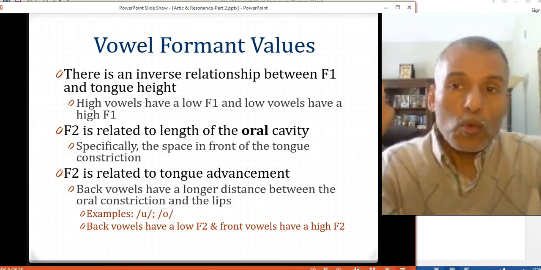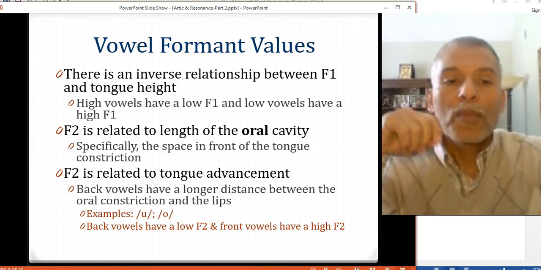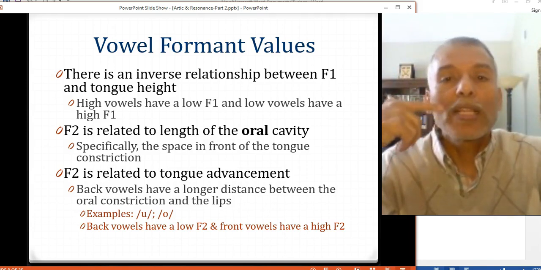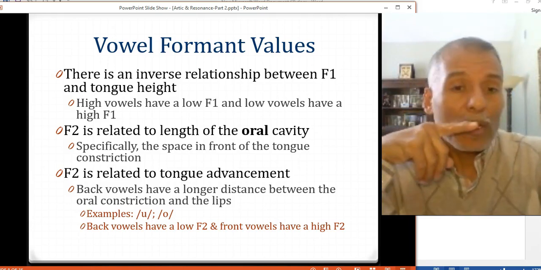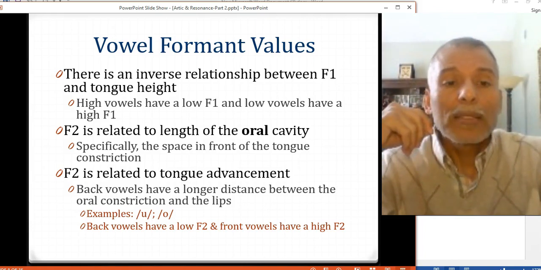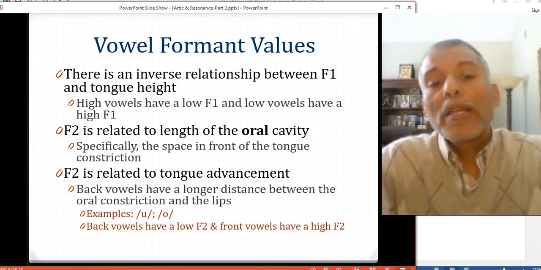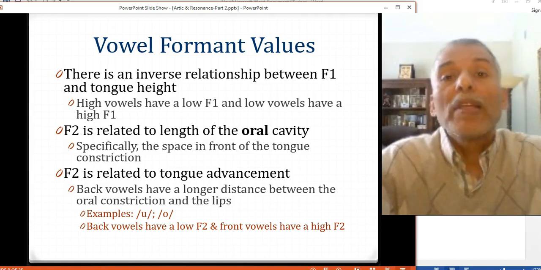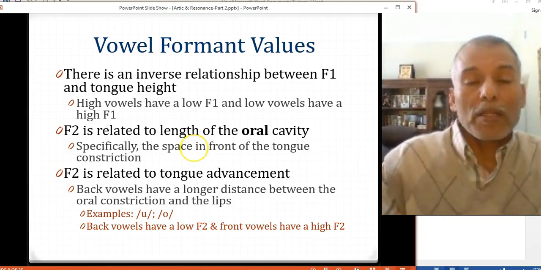The back vowels are U, O, and Ah. These back vowels have a longer distance between the oral constriction and the lips. As a result, you create a bigger tube in the oral cavity. So back vowels have a low F2 and the front vowels have a high F2. It's again a matter of space, a matter of configuration of the volume.